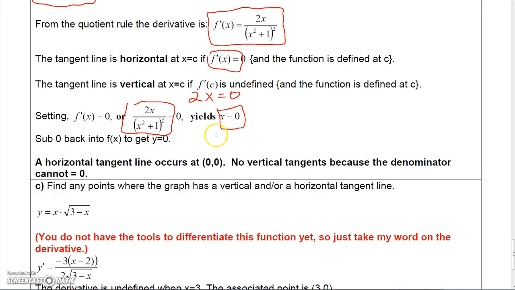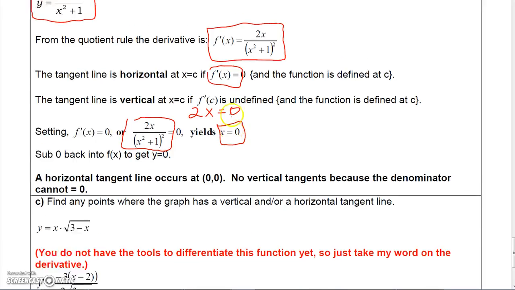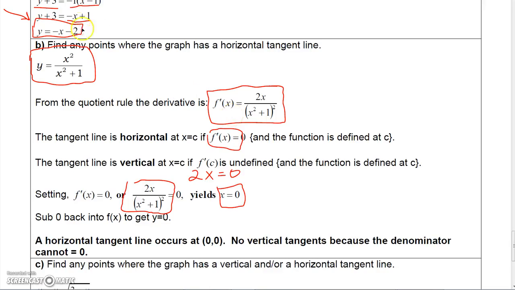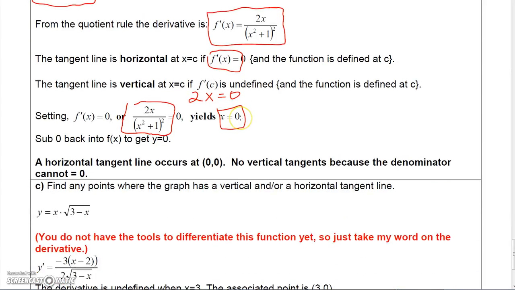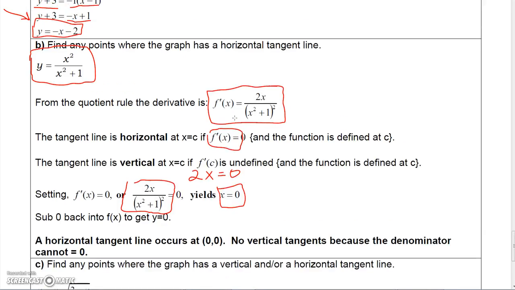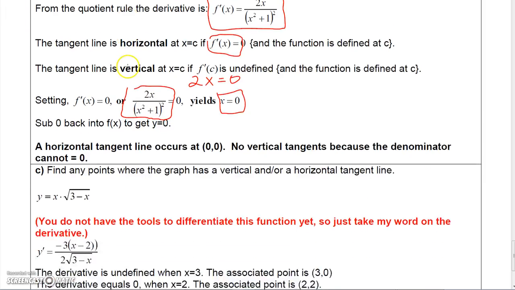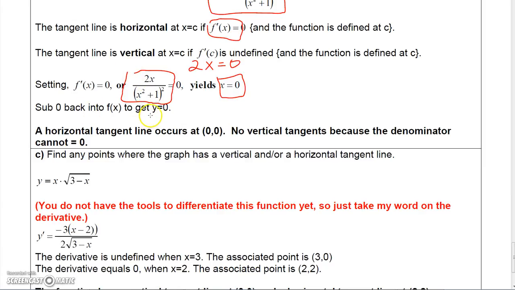Okay? Now, we need the y value as well, because it says find any point or points. So to get the y value, don't plug it into the derivative, even though it would give you the same value, but that's not the point. You want to plug this x value 0 back into the original function. So if I plug it in here, I get 0 squared over 1, so I get 0 over 1, which is 0. So the y value is 0 as well.